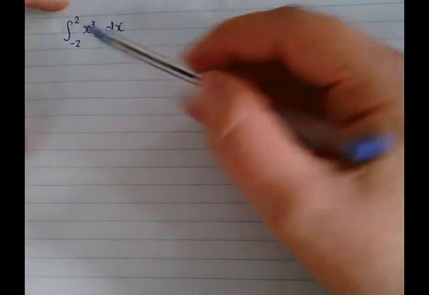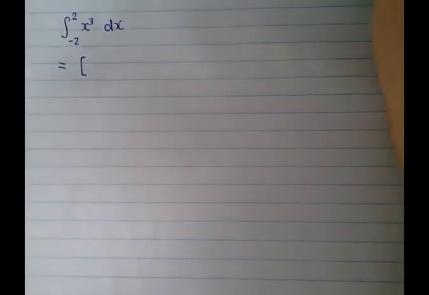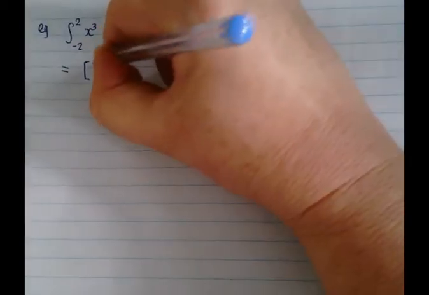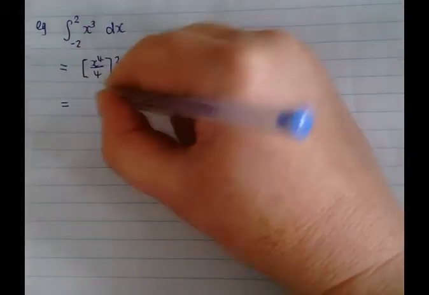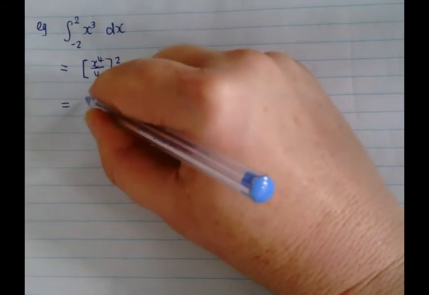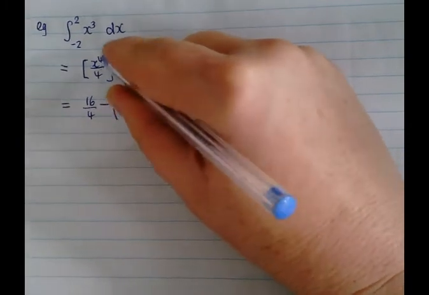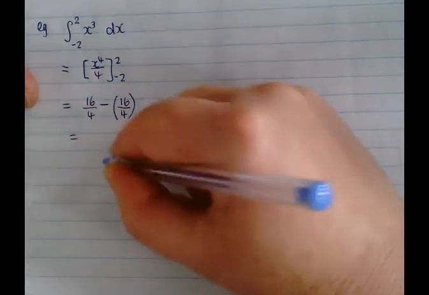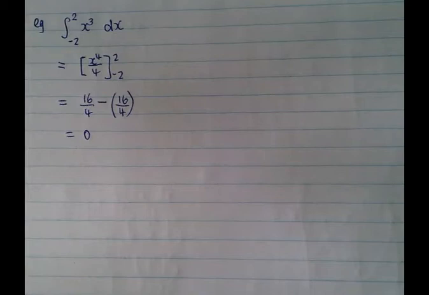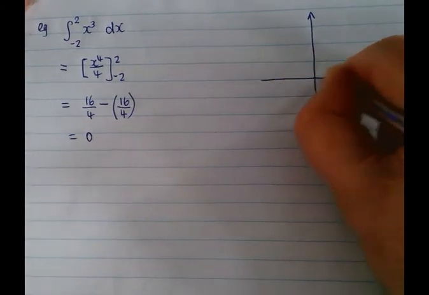What is the integral between the curve and the x-axis from 2 to negative 2 of the function x cubed dx? How do you do it? X to the power of 4 over 4 between the values of 2 and negative 2, which is 2 to the power of 4 over 4 minus negative 2 to the power of 4 over 4. What answer do I get? Now that's not the area, that's the integral. Now I'm going to sketch it and we're going to see why this is happening. Anyone got any ideas?